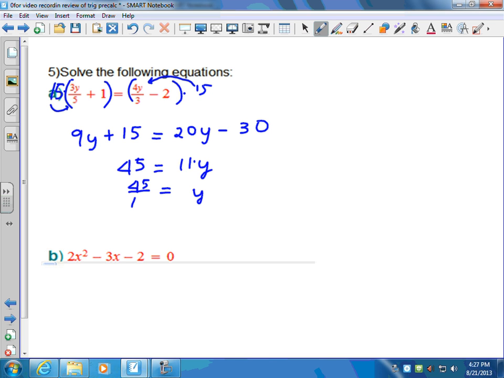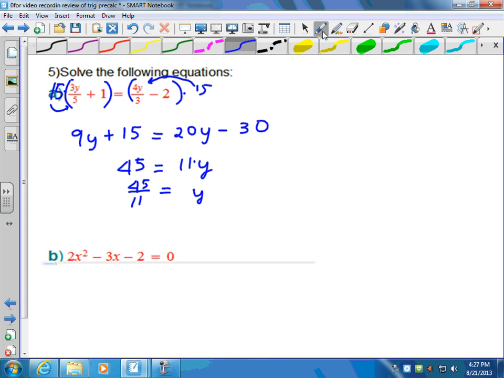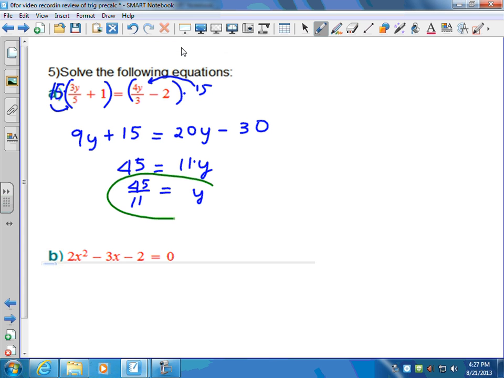45 divided by 11. And something we see with linear equations is that typically you have no solution or one solution, but you will never have two solutions for a linear equation. Now, in the next problem, we have a quadratic equation. And for quadratic equations, you may have 0, 1, or 2 solutions.